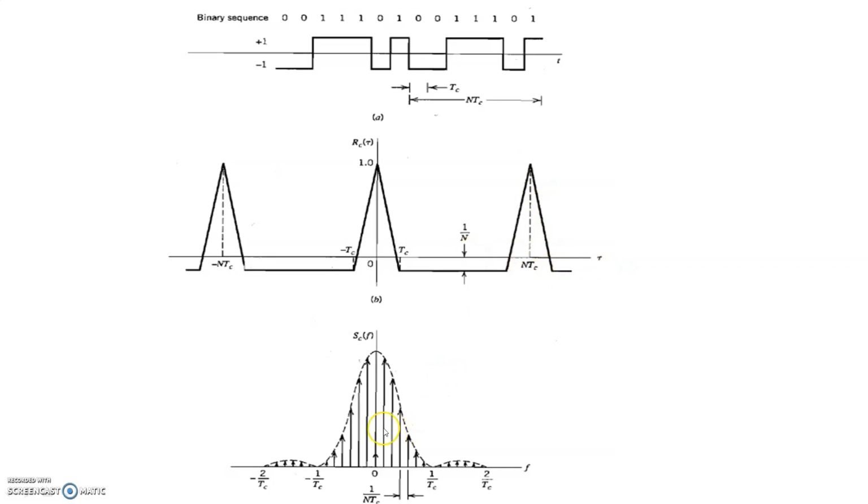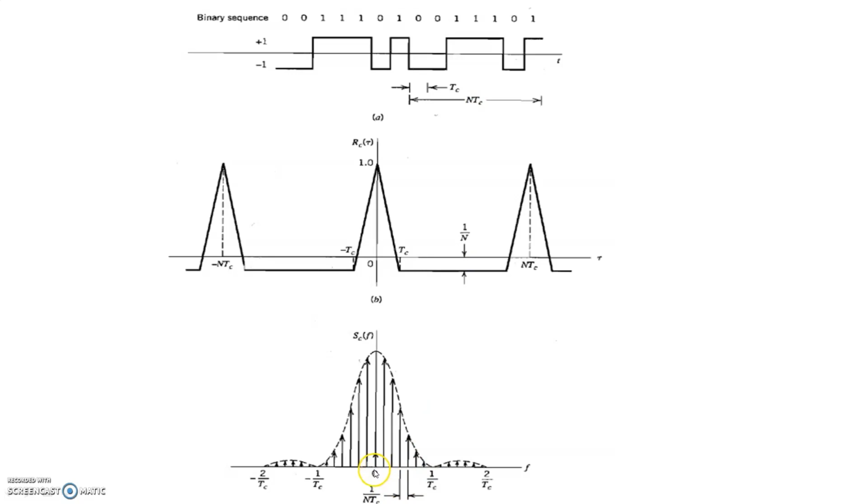And the last figure is the Fourier transform of the autocorrelation function. The Fourier transform of the autocorrelation function is the power spectral density. So here you are given the plot of the power spectral density. You can see that the power spectral density is a discrete value. Only samples are at certain points, and the interval between two samples is 1/NTc. NTc is the period, so the difference between two samples will be 1/NTc.